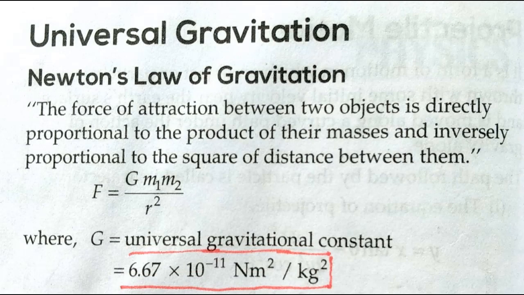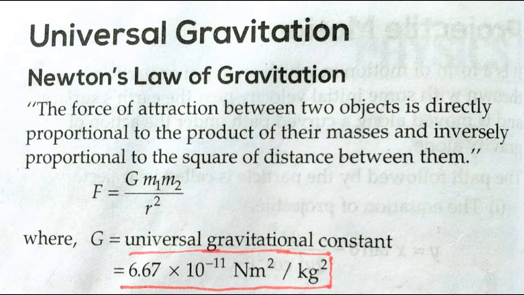Universal gravitation. This is Newton's law of gravitation. What is Newton's law of gravitation? The force of attraction between two objects is directly proportional to the product of their masses and inversely proportional to the square of the distance between them.